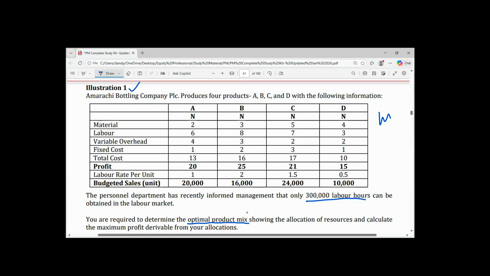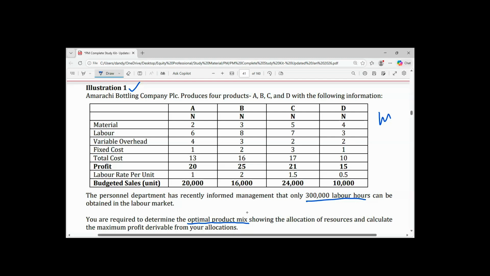It's very straightforward and simple. Any question on optimal product mix is always very straightforward. So you have responsibility to be able to master those 7 steps. No matter how big is the question, it's the same procedures. So let's follow those 7 procedures to solve this particular question. So you want to determine optimal product mix that will maximize contribution or profit for Amarachi Bottling Company. Let's see how we are going to solve this.